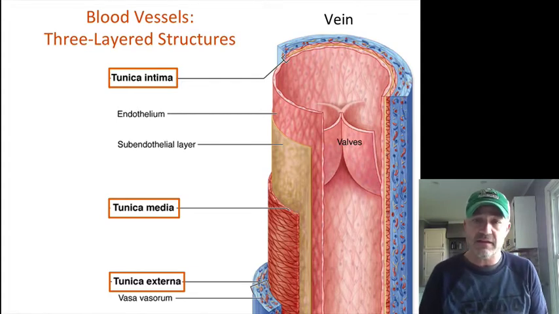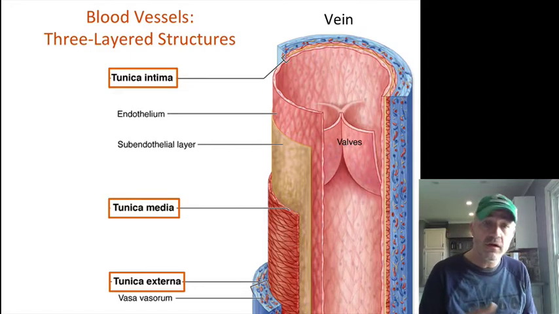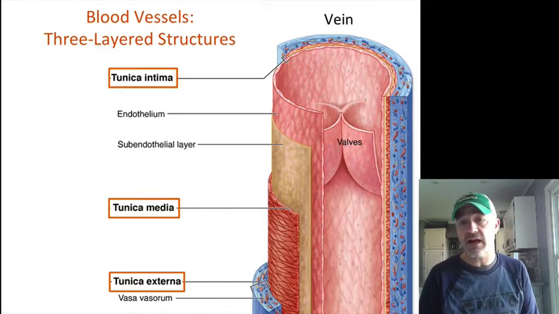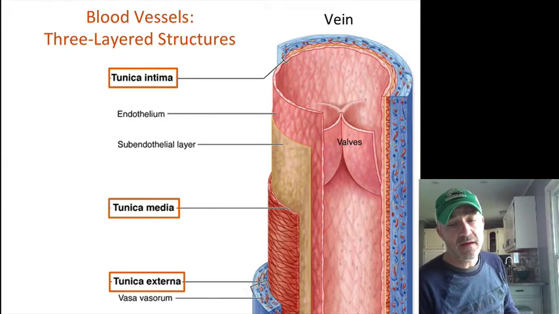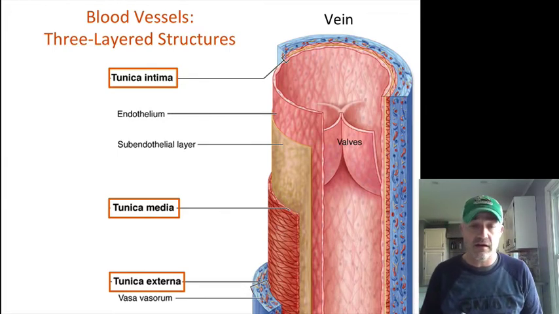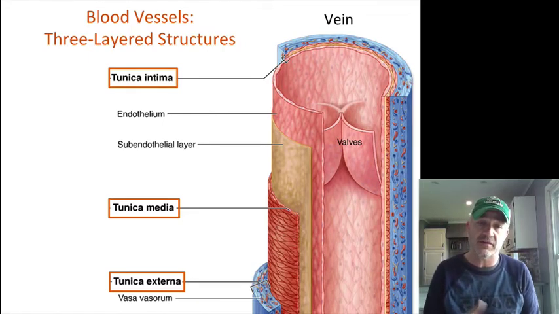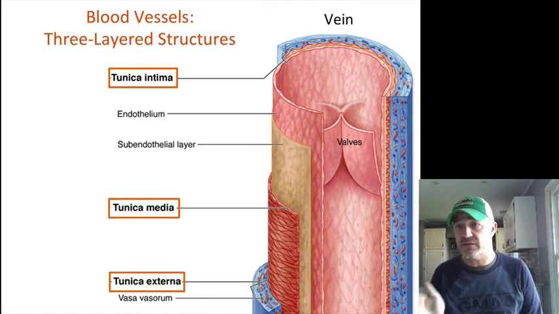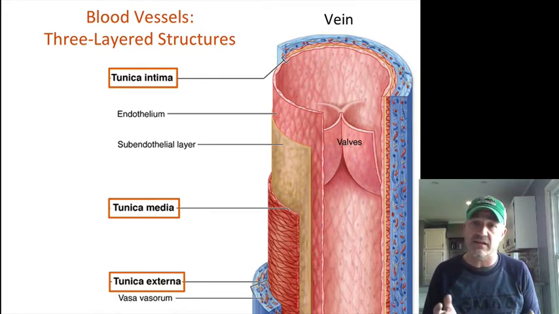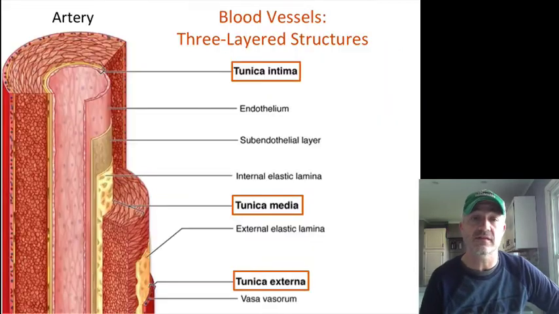The Tunica Media is going to have some connective tissue and elastic tissue. In a lot of cases, it's also going to have some smooth muscle in it. It really depends on which type of artery or vein we're looking at. The Tunica Externa is going to be a connective tissue outer layer. In veins, it tends to be a little bit thicker, while the Tunica Media tends to be a little bit thicker in arteries. Another thing we'll see with veins, which you can see on this image, is they have one-way check valves in them, which we will not see in arteries.